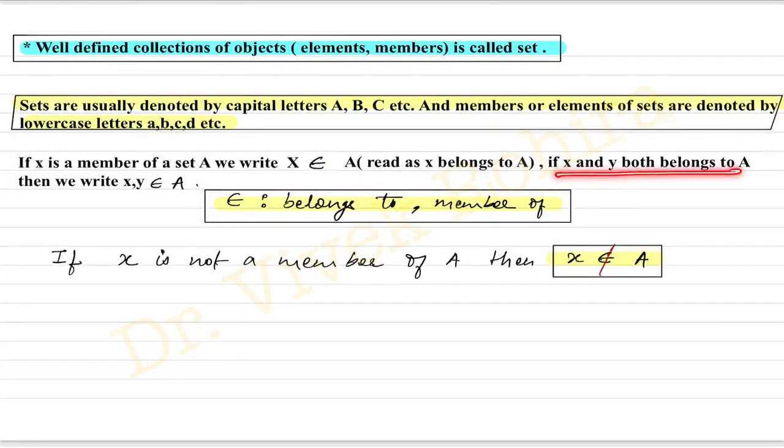If x and y both belong to A, then we write x, y belong to A. If x is not a member of capital A, then we write x does not belong to A. For not belongs, we write the epsilon sign and draw a cross on that sign. So this shows not belongs to A.